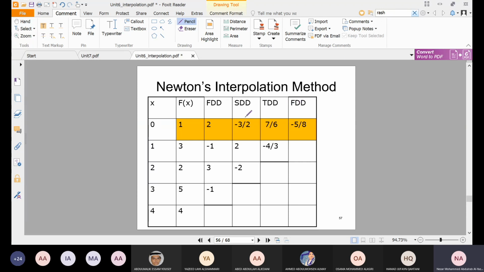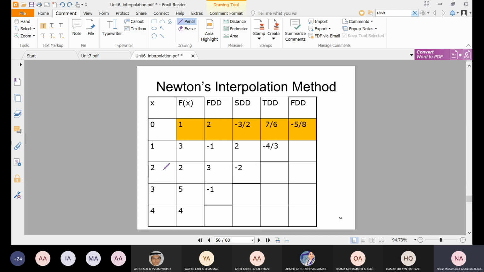Okay, so as we know, this first coefficient, 2, for example, is 3 minus 1 over 1 minus 0. This minus 1 is 2 minus 3 over 2 minus 1. This 3 is 5 minus 2 over 3 minus 1. This is minus 1, 4 minus 5 over 4 minus 3. After that, we compute the next coefficients: minus 1 minus 2 over 2 minus 0, this 2 is 3 minus 1 over 3 minus 1, and here I have minus 2, which is minus 1 minus 3 over 4 minus 2.